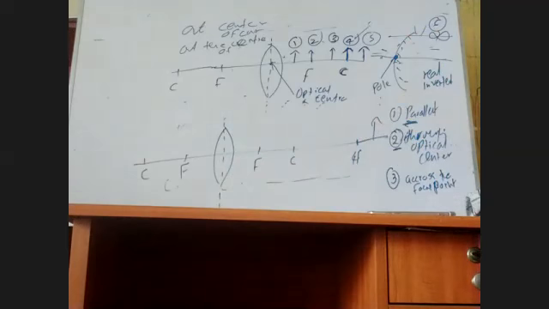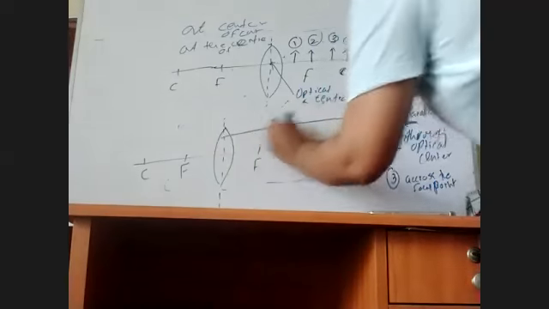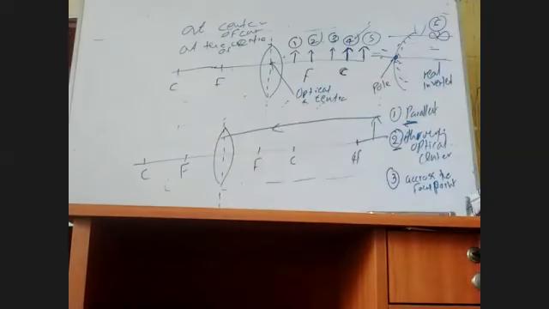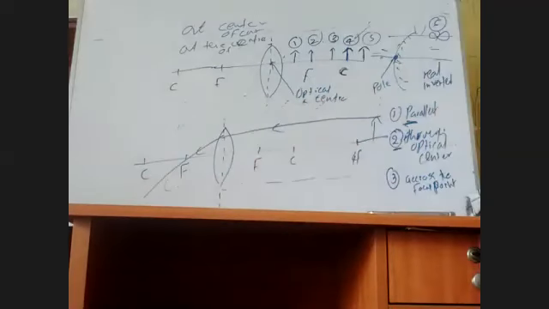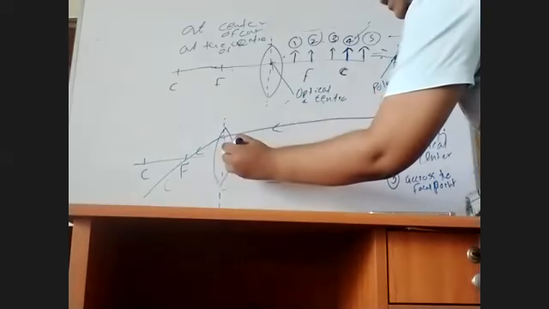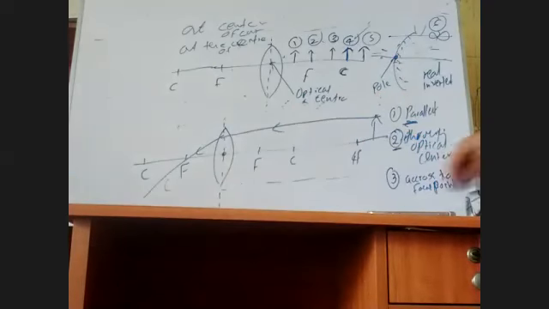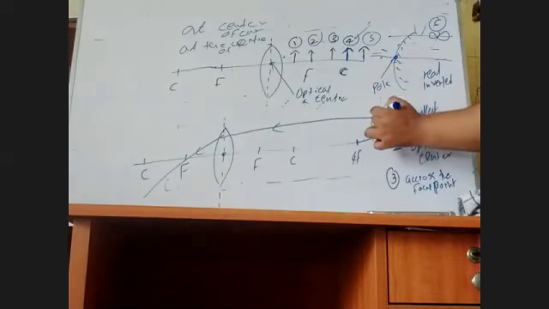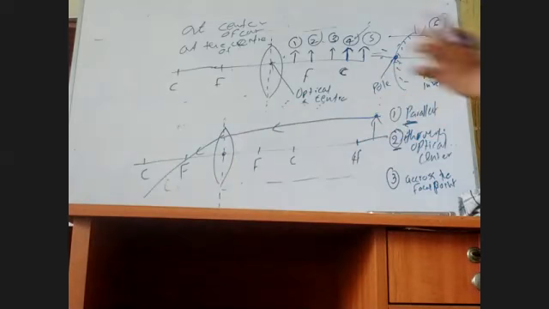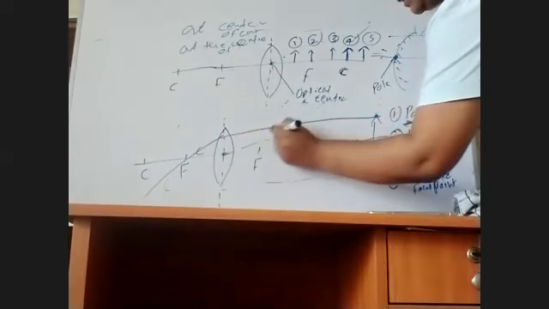Now, first thing is drawing a parallel ray. What will happen? It will pass through the focal point. Now the second thing is the ray passing through the optical center, touching the tip of the object. I am not good at drawing straight lines. That's the case here.